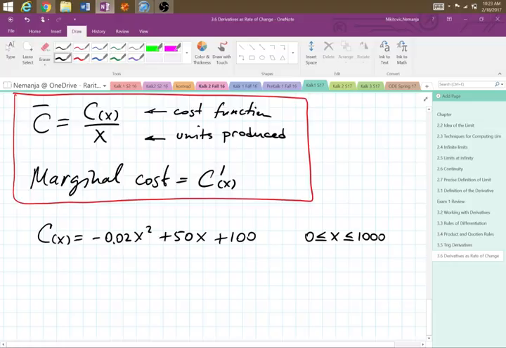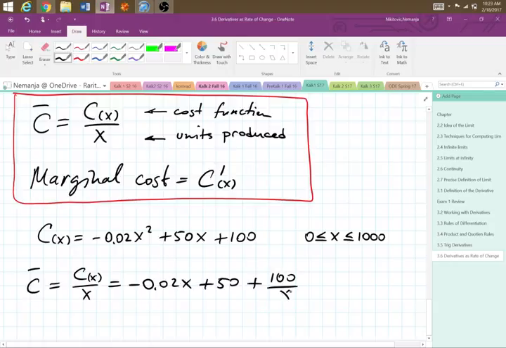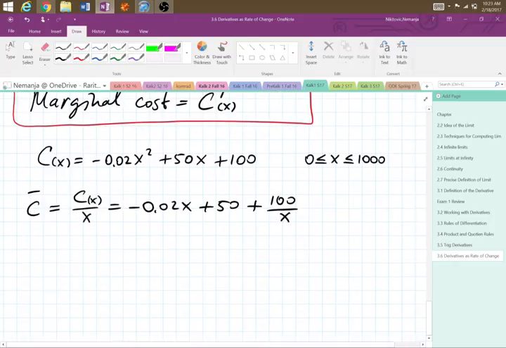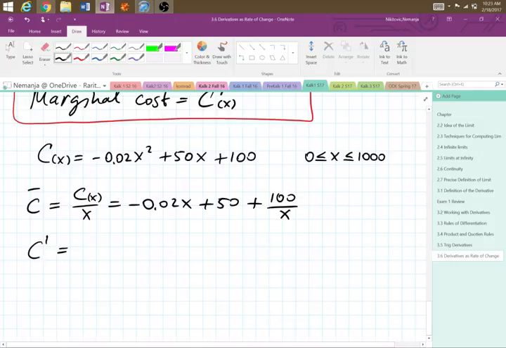All right, so what do I want to know? Determine the average and marginal cost functions. So what's the average function? The average function will be the cost function divided by x, which is the number of units produced. So we have negative 0.02x plus 50 plus 100 over x. So that would be the average cost. And the marginal cost is the derivative. So we have negative 0.04x plus 50. So this is the average cost and this is the marginal cost.